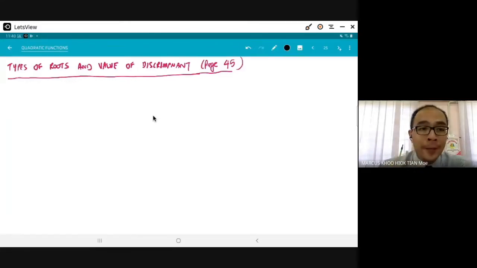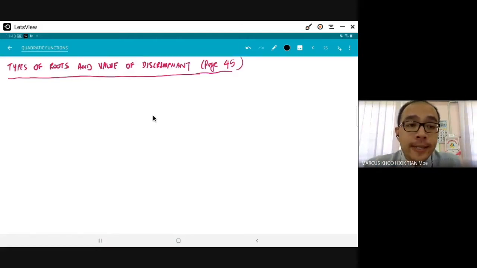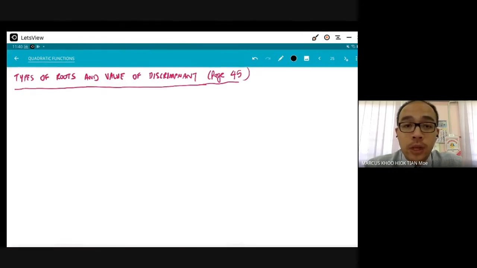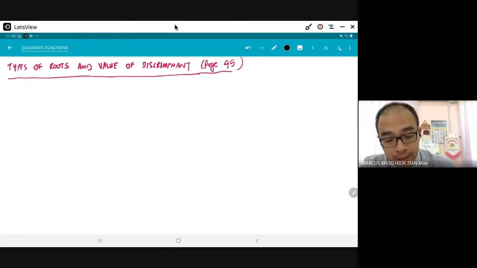Okay, let's begin everyone. So today we are going into page 45 in our textbook. So kalau kamu ada buku teks, tolong buka kepada muka surat 45. Okay, and today we're going to be talking about the type of roots, and the value of what we call the discriminant. Okay, discriminant. Okay, so jangan lupa bahawa roots adalah the solution.